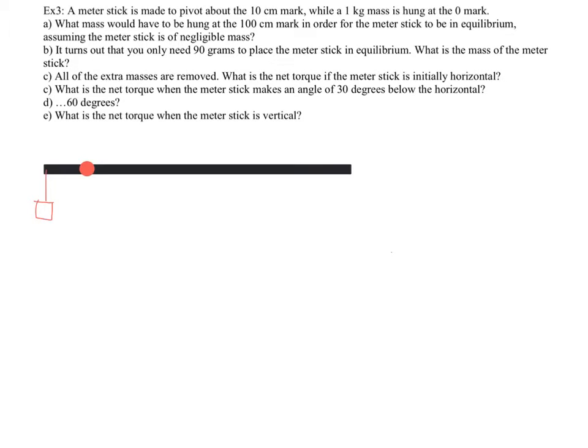So we had that equation from class, torque equals F cross R. So the torque that the 1 kilogram weight would be producing would be equal to its weight times the distance that it is from that pivot point. Or at least it would in the orientation that's shown, right?